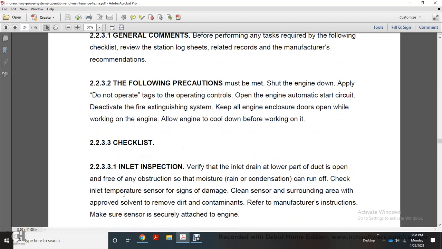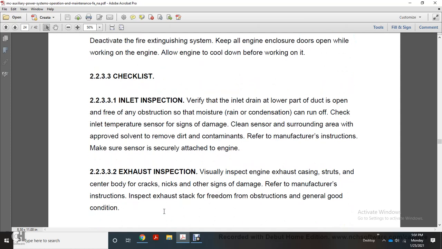Checklist. Inlet inspection. Verify that the inlet drain over the lower part of the duct is open and free of obstruction so that moisture and condensation can run off. Check the inlet temperature sensor for signs of damage. Clean the sensor and the surrounding area with approved solvent to remove dirt and contaminants. Following the manufacturer's instruction, make sure the sensor is securely attached to the engine.